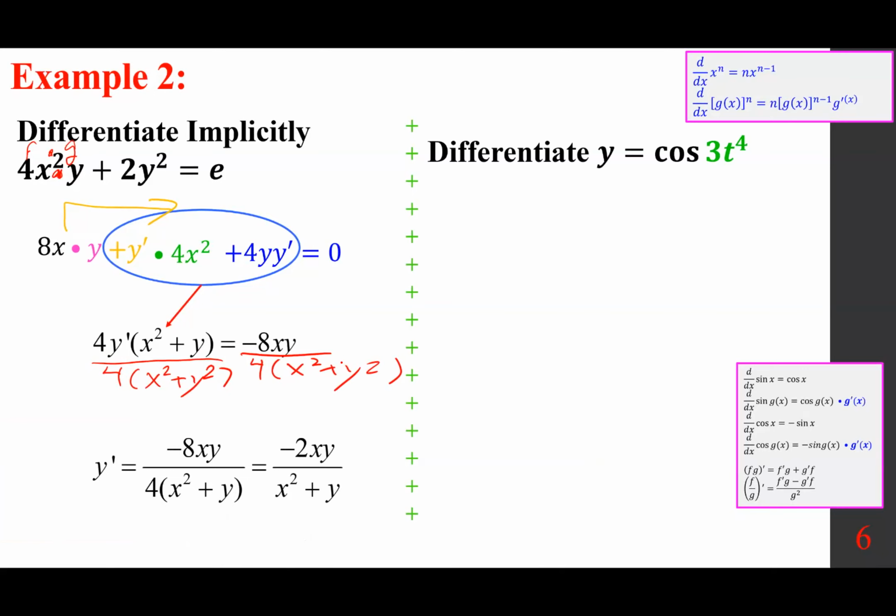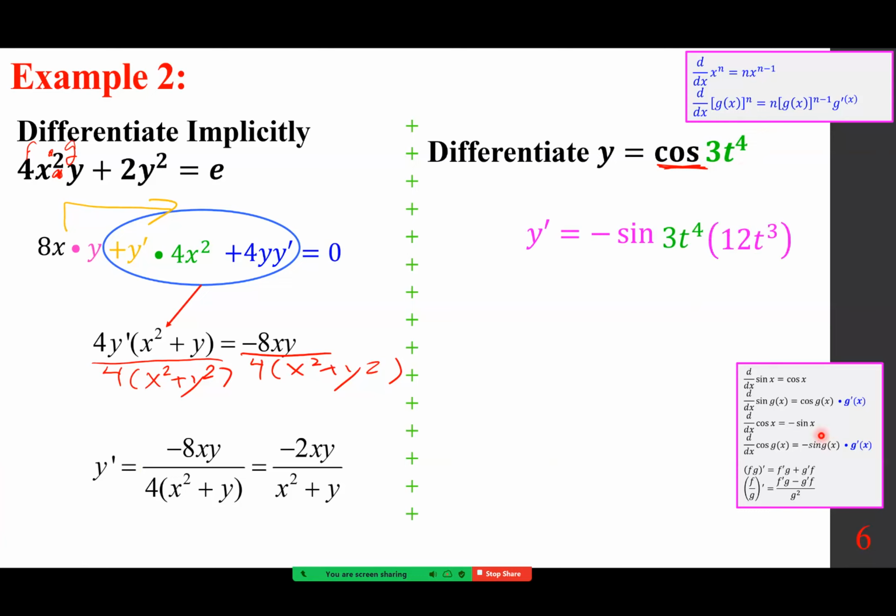Whenever we deal with trigonometric functions, I like to differentiate it in the following manner. I'm going to read y equals cosine, and I'm going to pause. And we know the derivative of cosine is negative sine. So you need the argument. It's the same argument. And then by the chain rule, you need its derivative, which is 12t cubed.